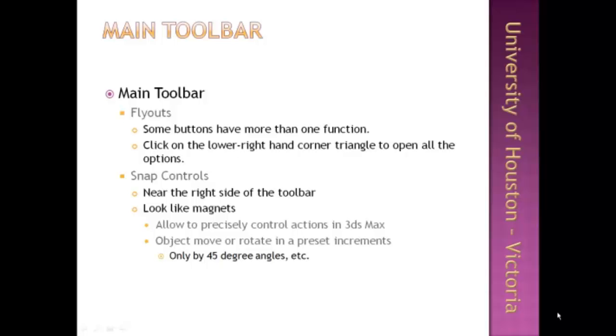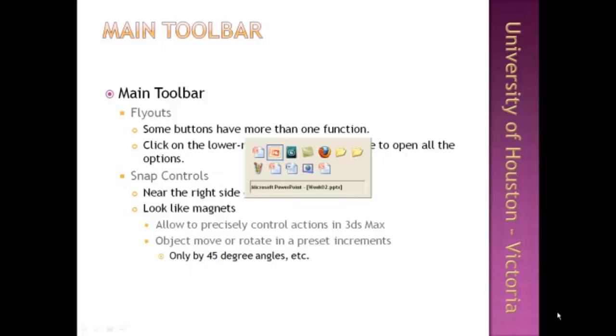There's another set of icons on the toolbar that I will talk about. They're called snap controls, and the snap controls allow you to move or rotate your objects and work with your geometry more precisely, and I'll show you how these things work. So let's go back to the environment, and I'll talk about the main toolbar in the environment.